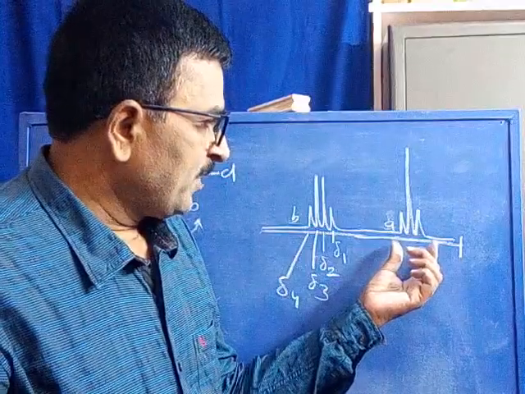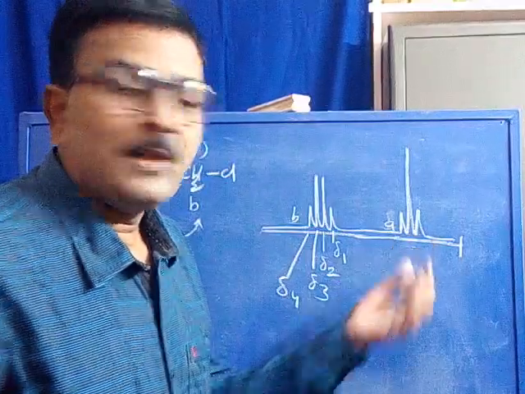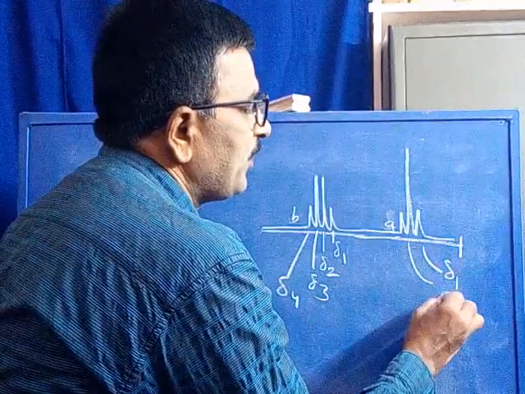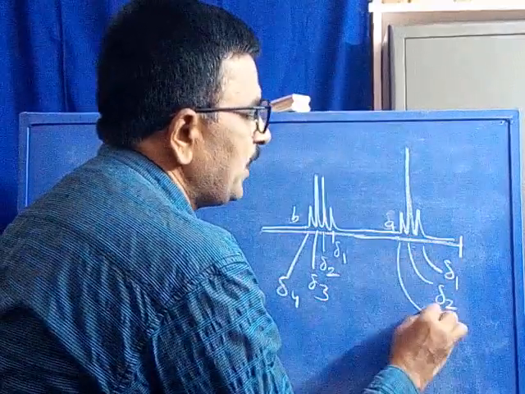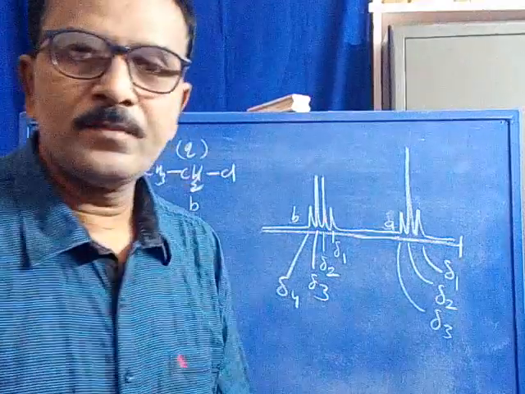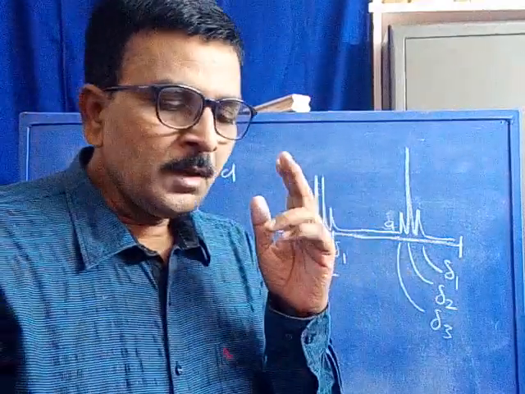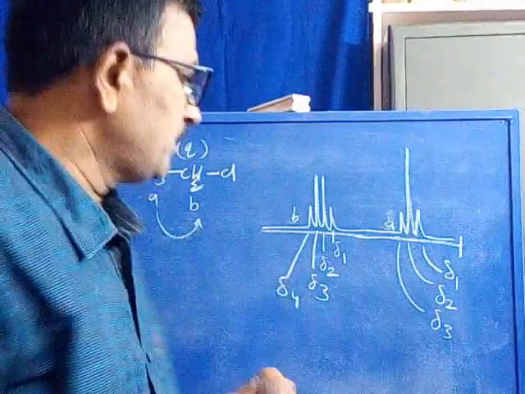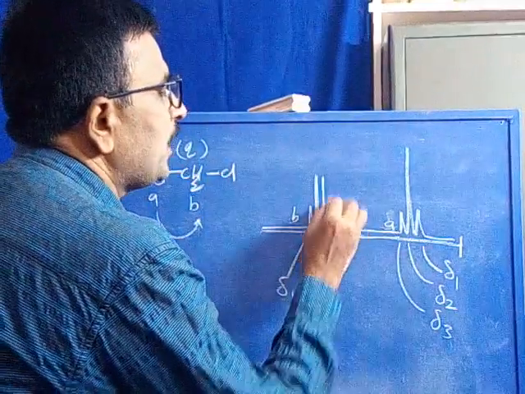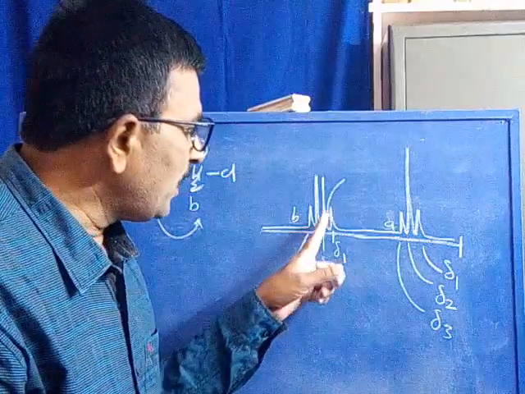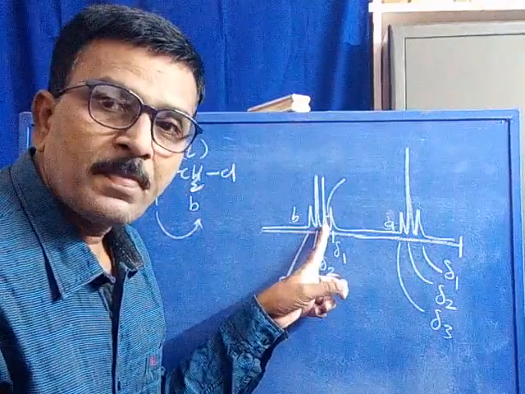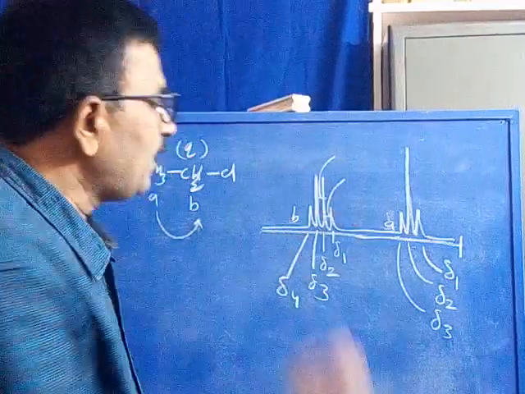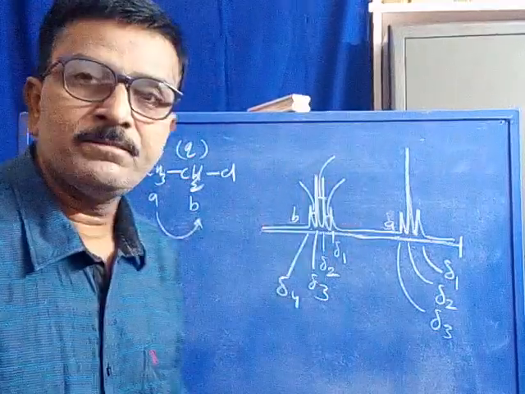Similarly, for the signal of the A proton, the methyl proton, the first line frequency is delta 1, the second line frequency is delta 2, and the third line frequency is delta 3. Now, the frequency difference between any two adjacent lines, between first and second line, or second and third line, or third and fourth line, is constant.